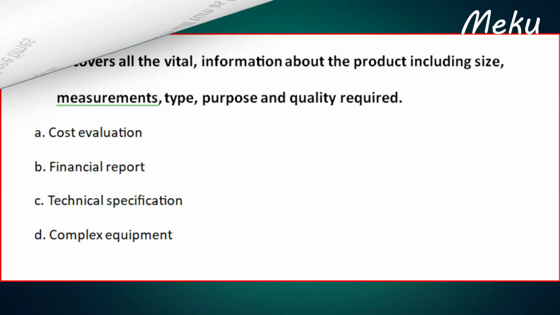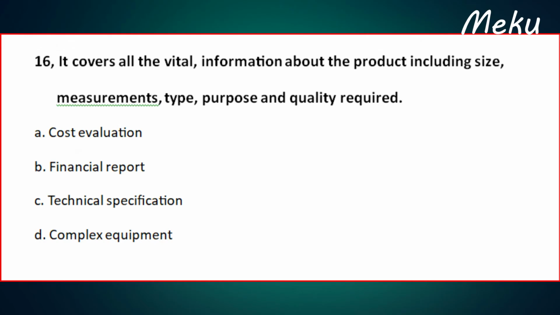16. It covers all the vital information about the product including size, measurements, type, purpose, and quality required. A. Cost evaluation. B. Financial report. C. Technical specification. D. Complex equipment.